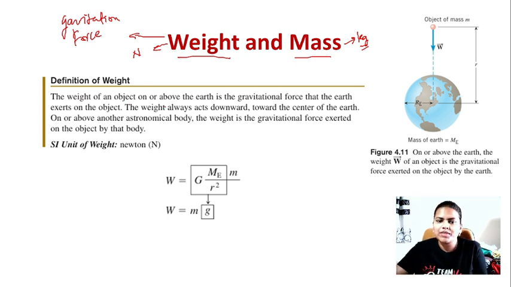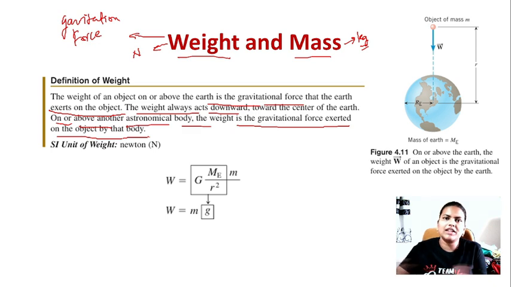The weight of an object on or above the Earth is the gravitational force that the Earth exerts on the object. The weight always acts downwards, towards the center of the Earth. On or above another astronomical body, the weight is the gravitational force on the object by that body. So if instead of Earth there is another planet, the force that planet exerts on the object would be the weight.